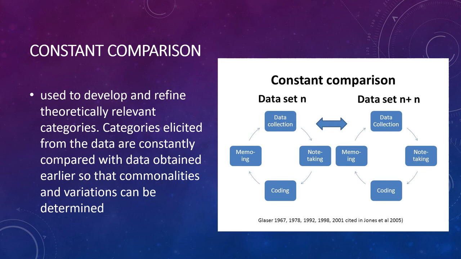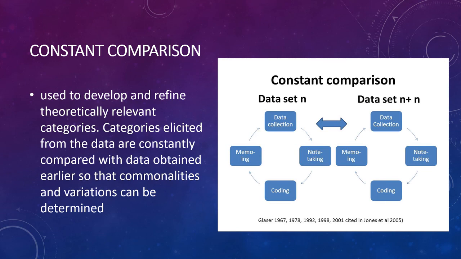So one of the things that is very important in grounded theory is constant comparison. It's used to develop and refine theoretically relevant categories. So you look at data collection, note-taking, coding, memoing, and then compare it with another set of data. Okay, so it goes on. You can constantly compare one data set to another.